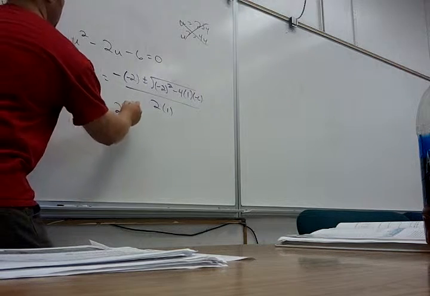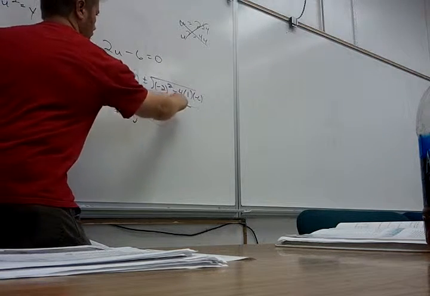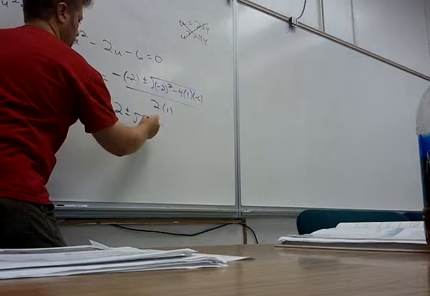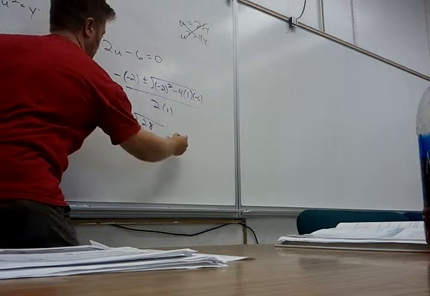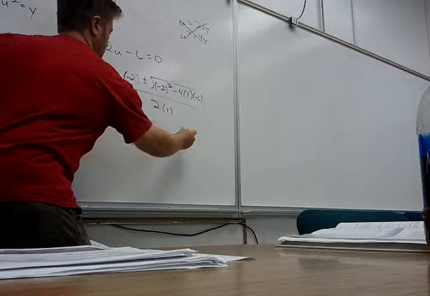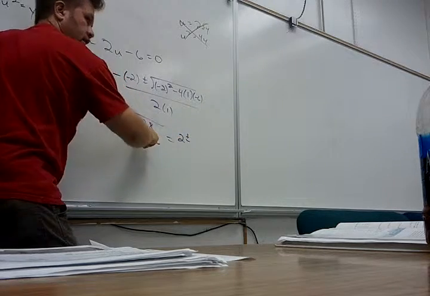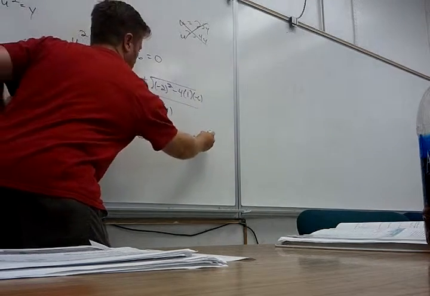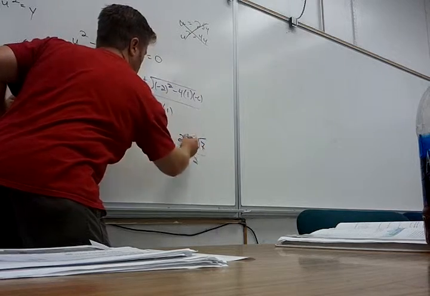Cool. So you get 2, give or take. 4 plus 24 is 28. What can you do with this? So it's 4, 7. So square root of 4 is 2. Square root of 7 I don't know. And then the 2's can all cancel, right?